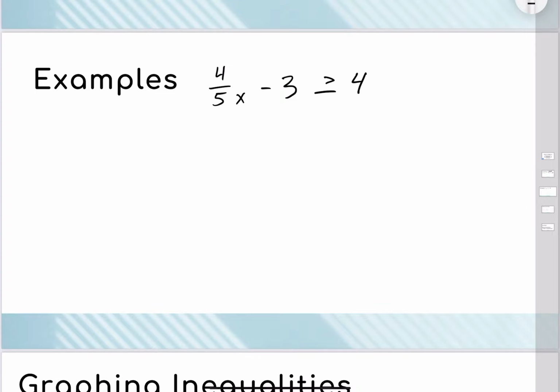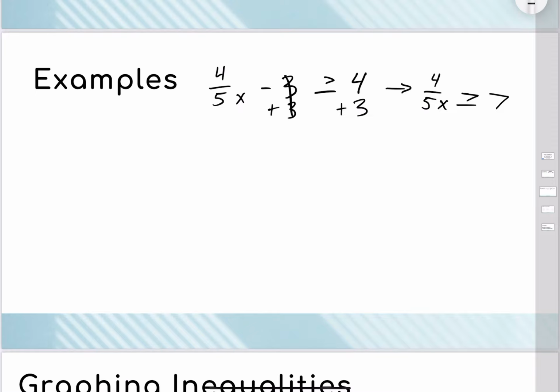All right, so again, no different than a linear equation that we were solving. We're going to try and get x isolated, or get x alone. To start, we will add 3 to both sides, which will leave us with 4/5 x is greater than or equal to a positive 7.